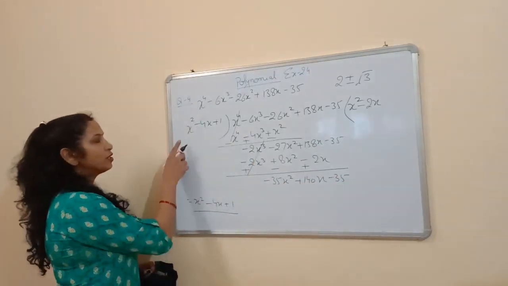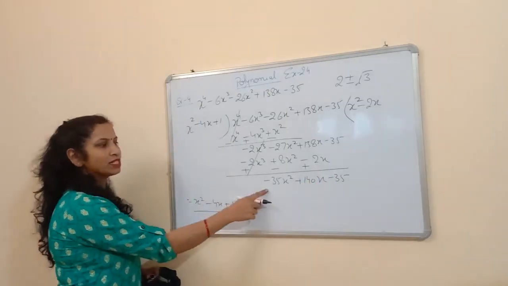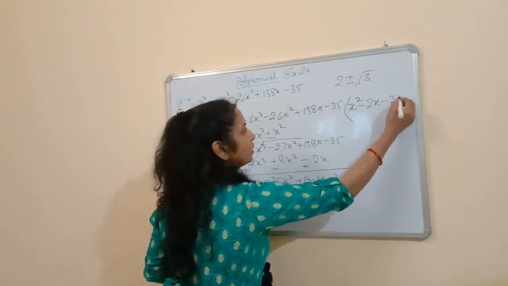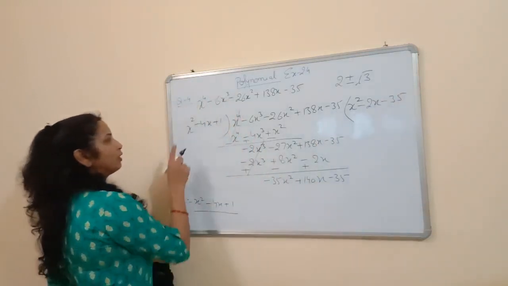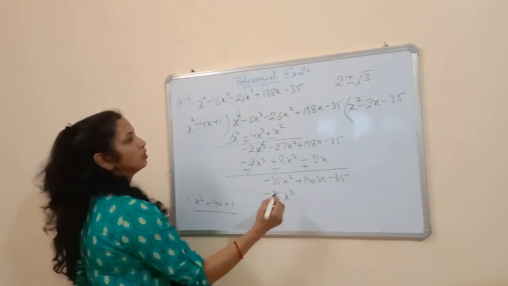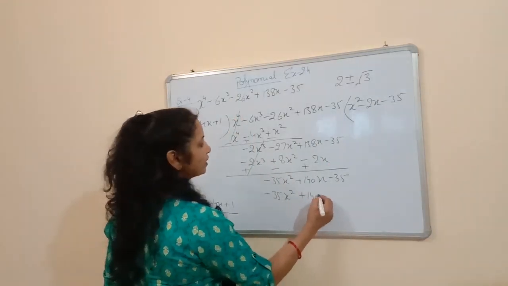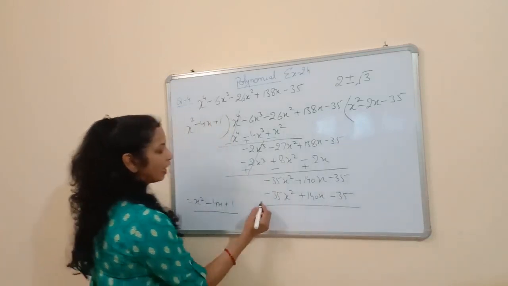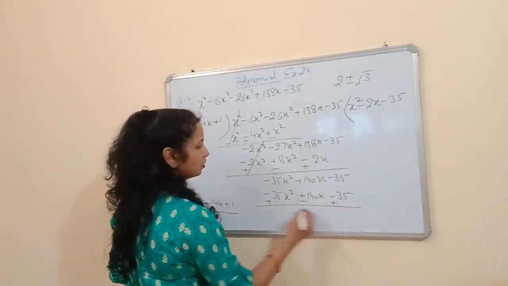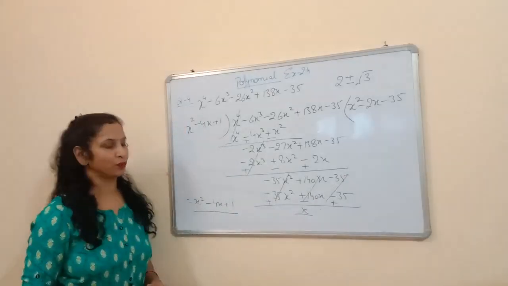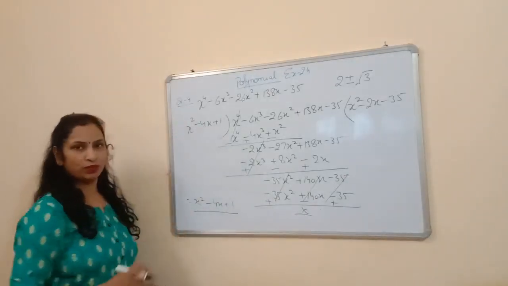Now by which number should you multiply x square to get minus 35x square? Simple, it is minus 35. So I am writing here minus 35. Minus 35 multiplied with this equation will be minus 35x square, minus 1 is plus 140x, and then minus 35. Again for division we have to subtract the values. Cancel, cancel, cancel. Obviously the remainder should be 0 because this is a factor of this polynomial.